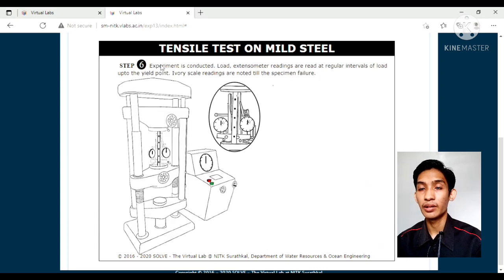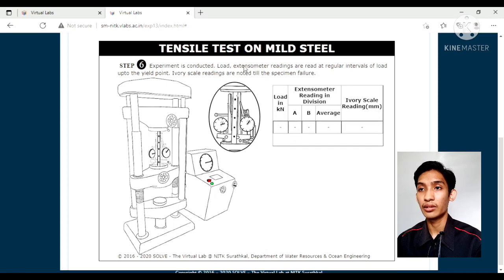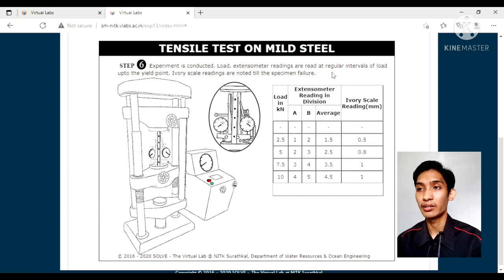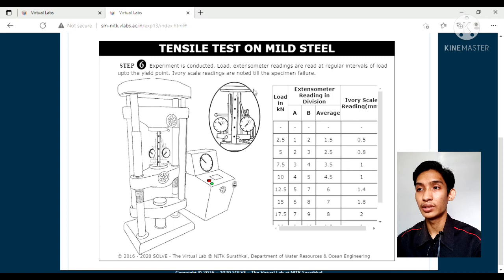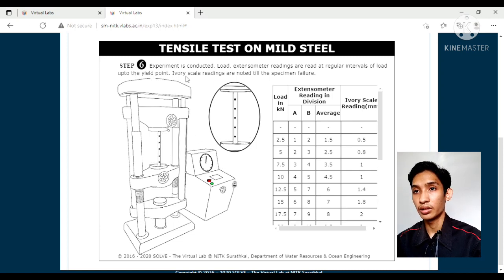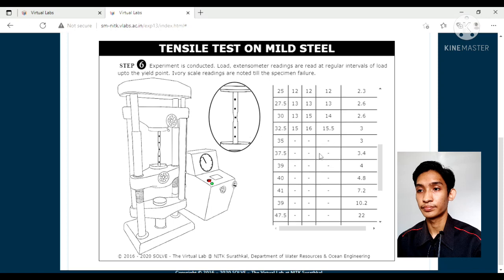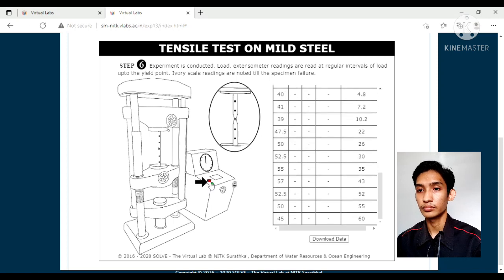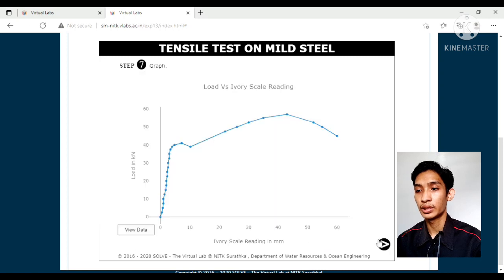Step 6, the experiment is conducted. Load and tensometer readings are taken at regular intervals of load up to the yield point. Ivory scale readings are noted until the specimen fails. Close the machine. Next step, graph.